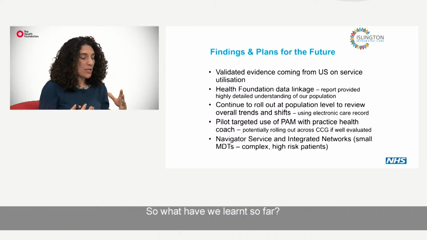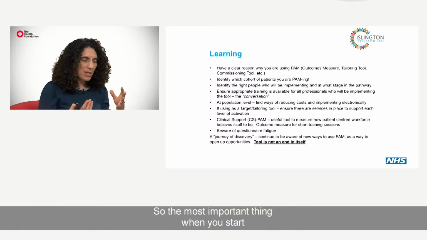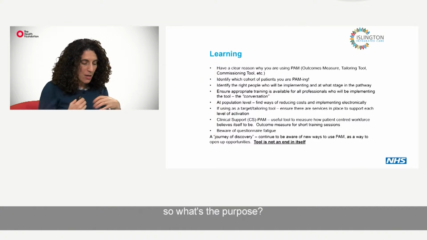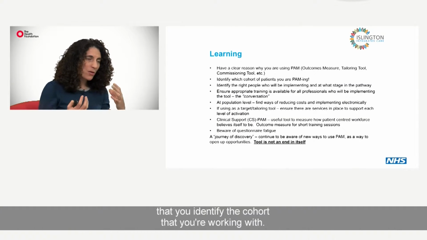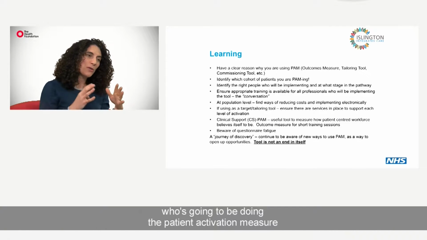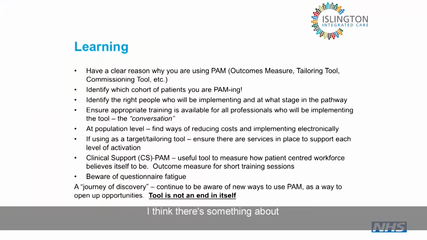So what have we learned so far? The most important thing when you start is that you know why you're going to use it. So what's the purpose? It's really important that you identify the cohort that you're working with, and that you know who's going to be doing the patient activation measure and where in the pathway. There's also something about how people are going to use the results, the score, and that people have had the training so that they can have a good conversation with patients.